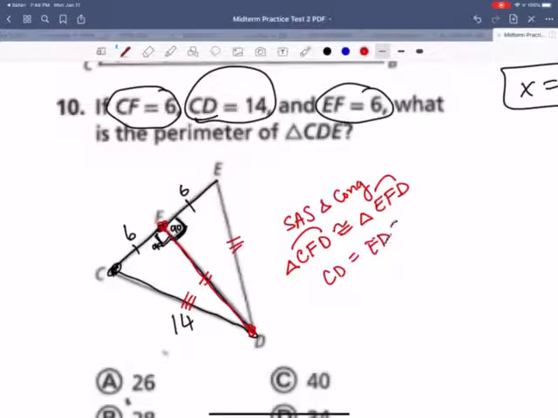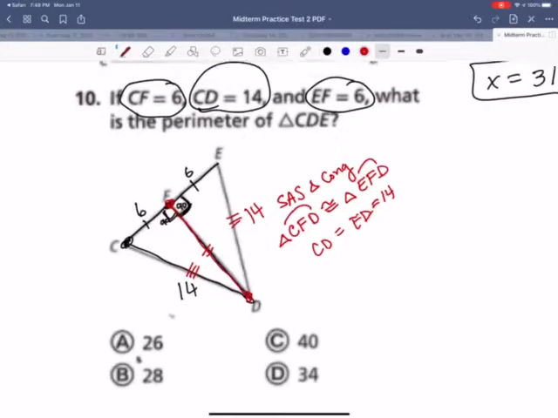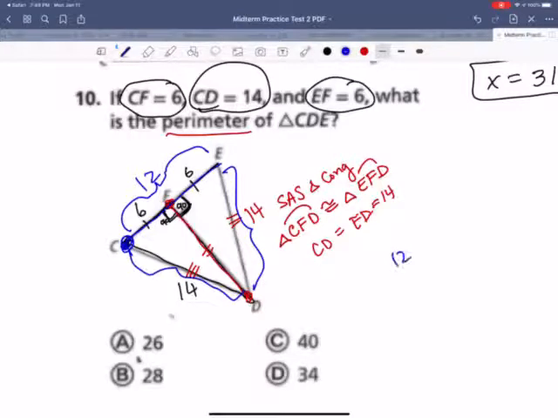So they both should be 14. So I should feel comfortable writing 14 there without providing evidence. Now I can find the perimeter. The perimeter is equal to all the way around. So this is 6 and another 6, so that'd be 12 for this side, right? And another 14 and another 14.